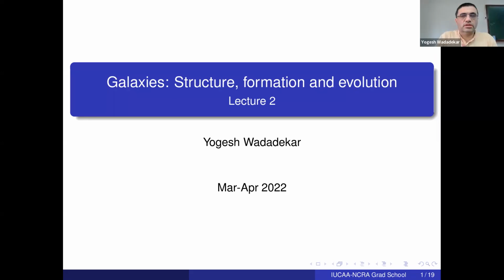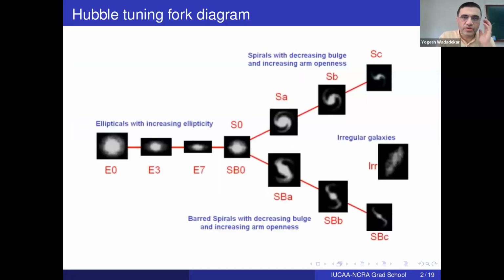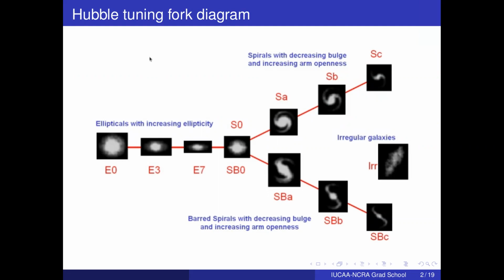Okay, so let's begin. Today is the second lecture of this 21 lecture course, and let's get started. Last time we were talking about galaxy morphology, and we talked about Edwin Hubble's classification scheme for producing some order in galaxies.